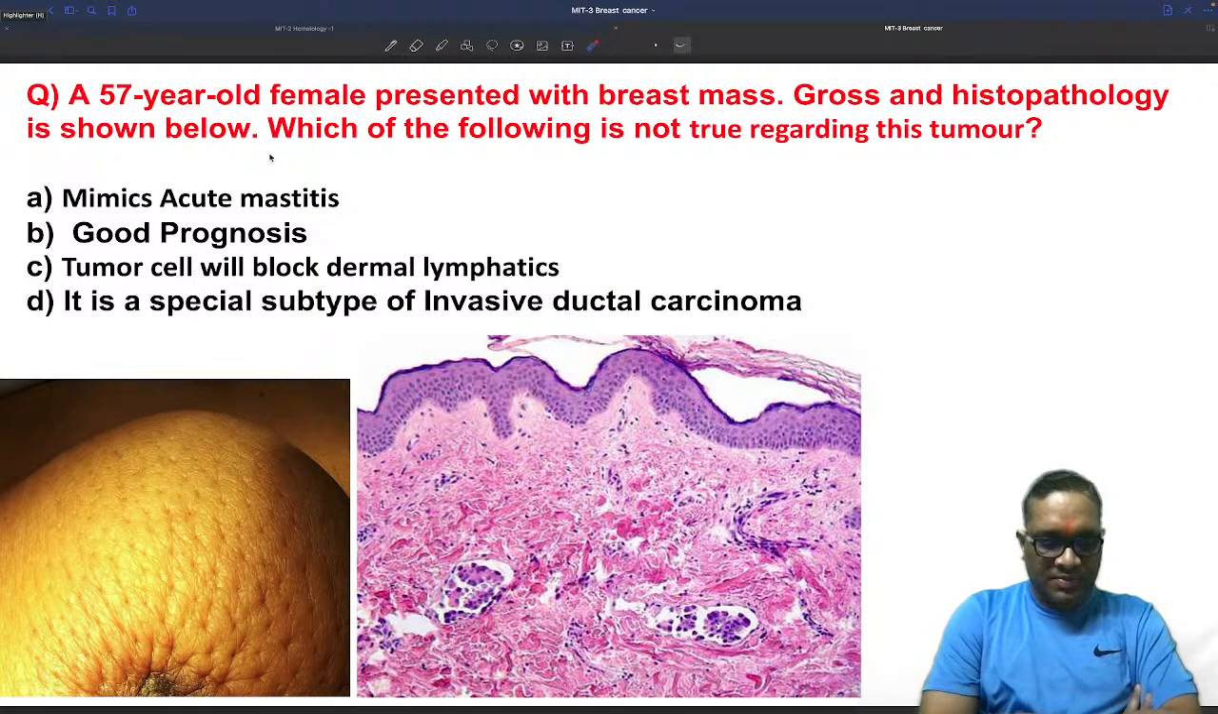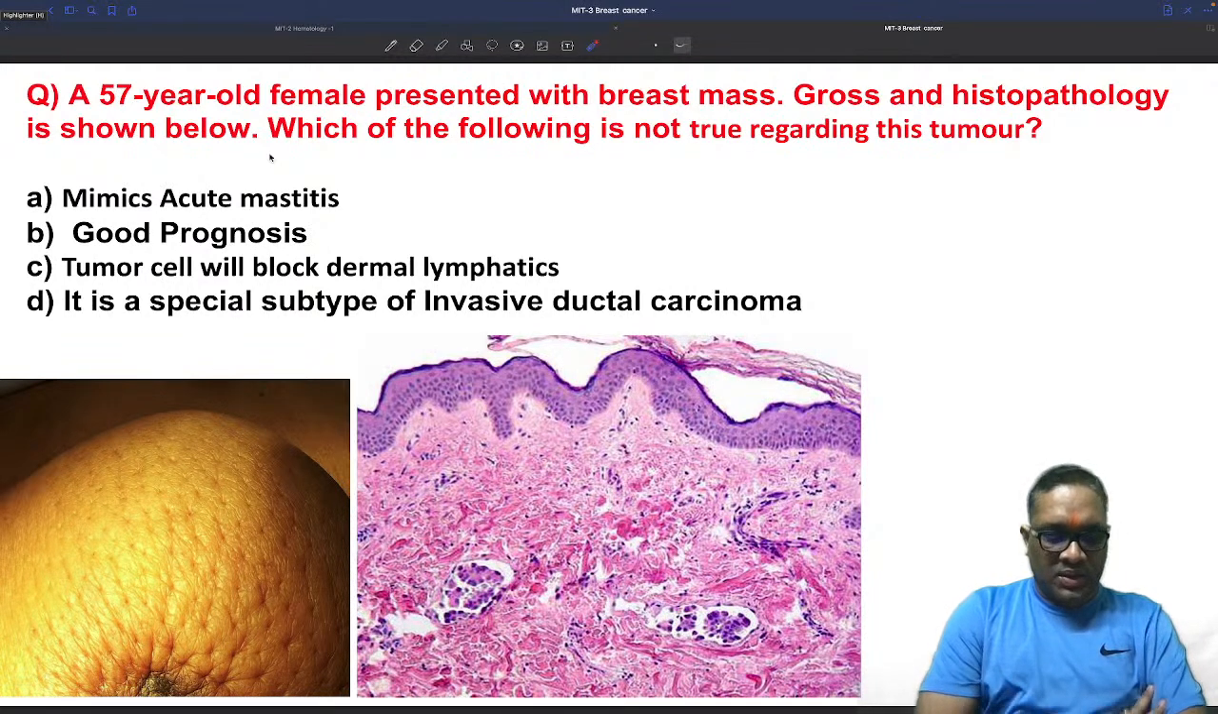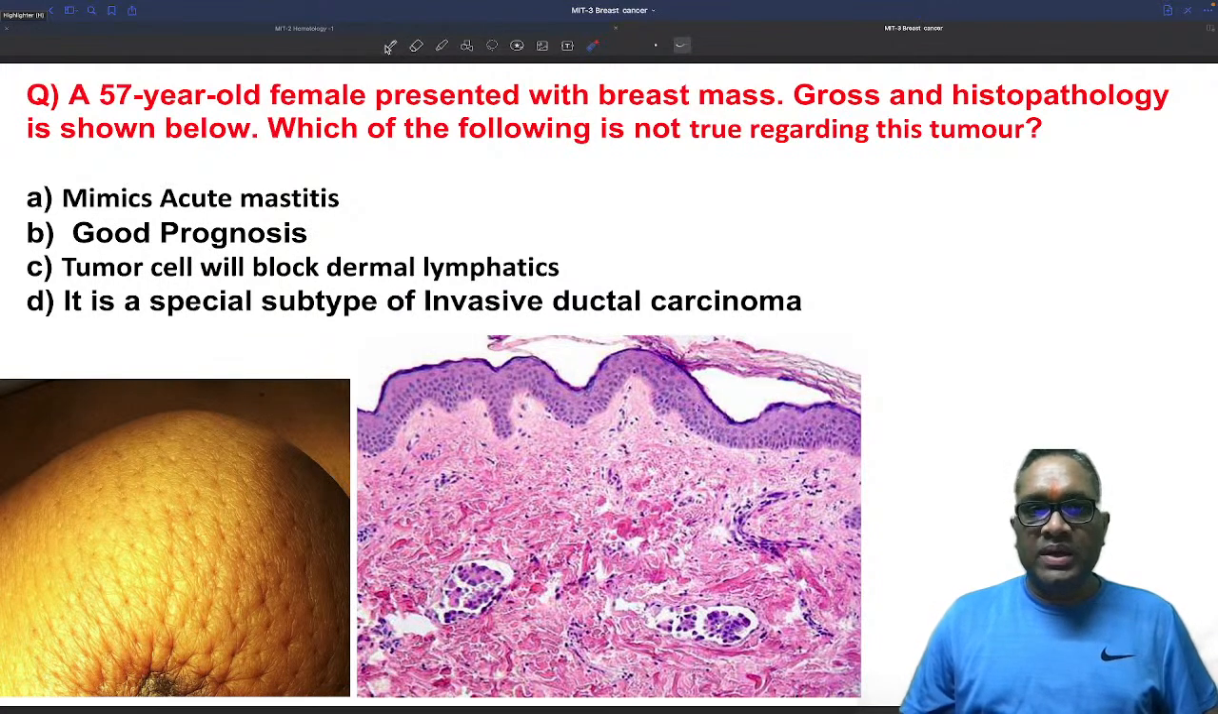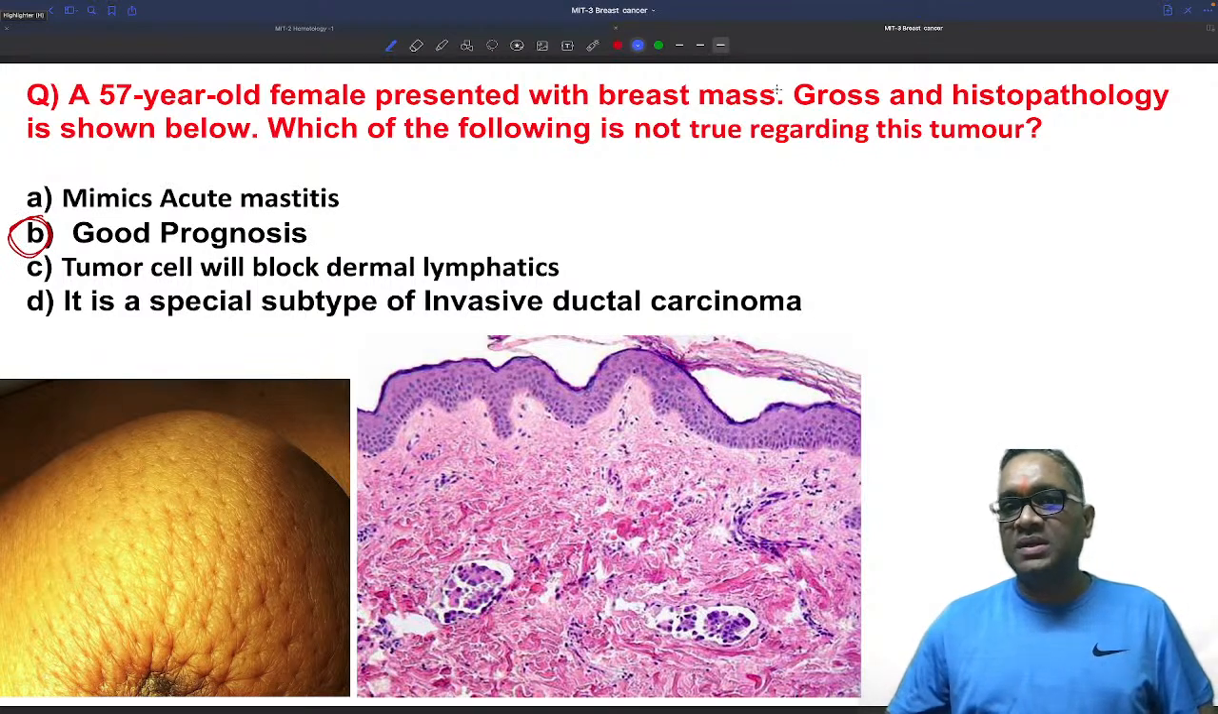Yes, so the first correct answer is B by Nitish. Okay, so can you tell me what the diagnosis is? The correct answer is B only, right? So I will tell you why it is B. Can you tell me what is the diagnosis of this cancer? Anybody? What is the diagnosis of this disease?